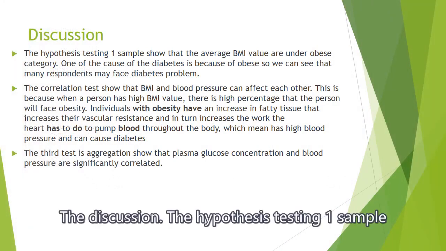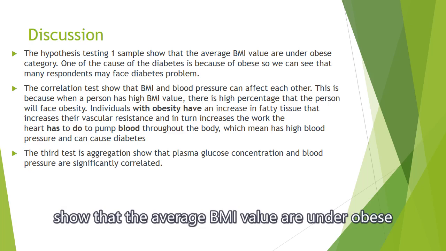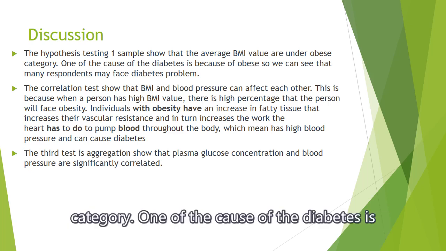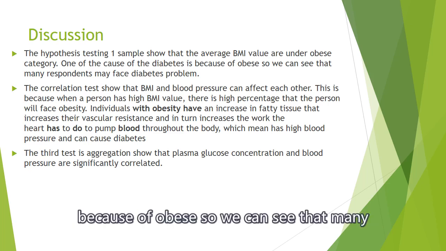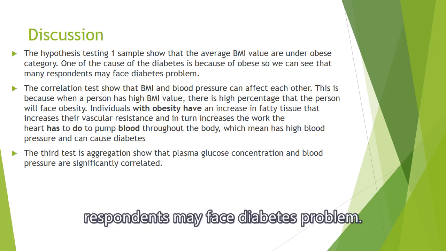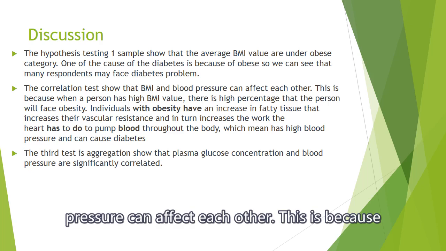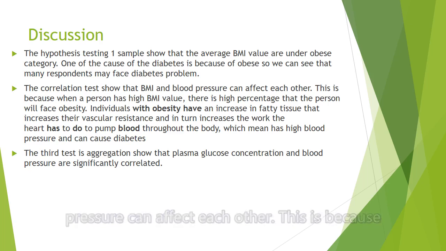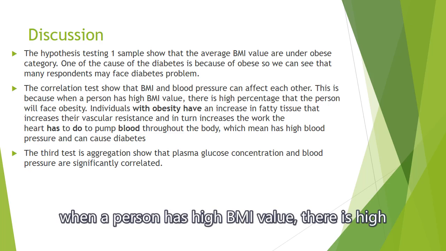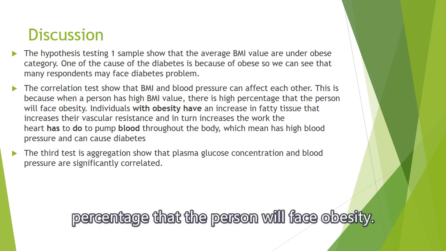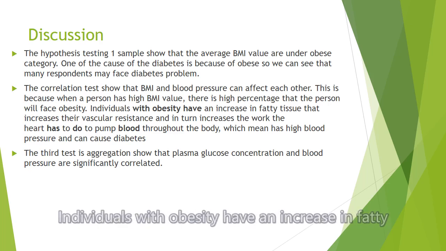This is the discussion. The one-sample hypothesis testing showed that the average BMI value is under the obese category. One of the causes of diabetes is obesity, so we can see that many respondents may face diabetes problems. The correlation test showed that BMI value and blood pressure can affect each other. This is because when a person has a high BMI value, there is a high percentage that the person will face obesity.